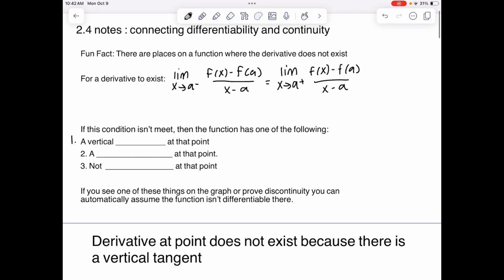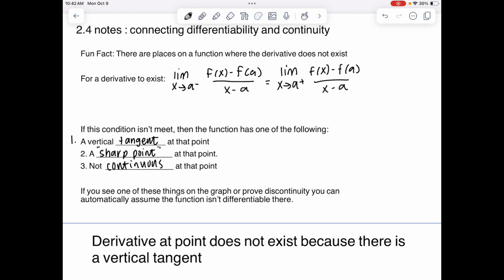And so the first one is a vertical tangent at the point that it's asking you to find the derivative. You could see a sharp point, and you'll see more what that means in a second. Sharp, put that in quotations. And then it could be not continuous at that point that you're asked to find the derivative. So one of those three things will happen.